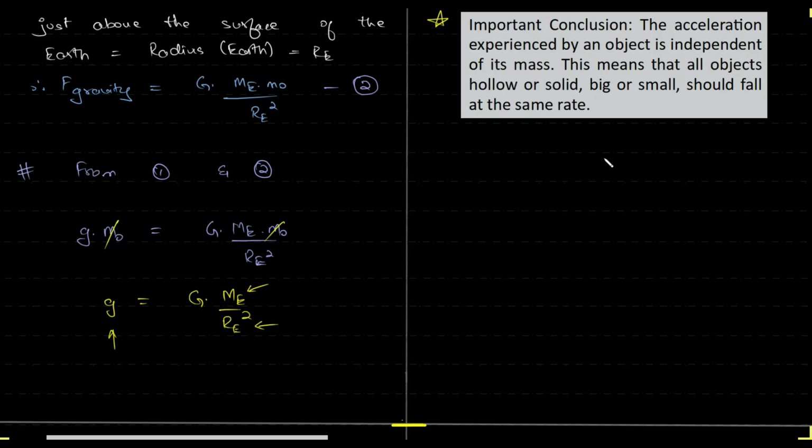I would want you guys to web search this. There is a particular video that you will get. Please do watch it. It's really fun. The acceleration exerted by an object is independent of its mass. This means that all objects, hollow or solid, big or small, should fall at the same rate.